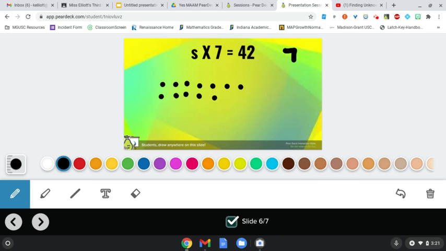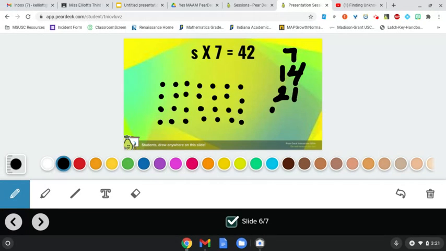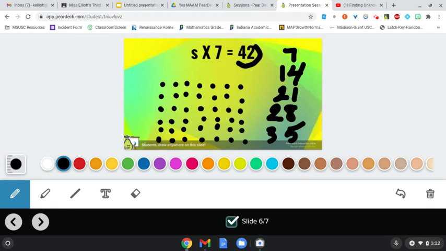1, 2, 3, 4, 5, 6, 7. That gives me 14. 1, 2, 3, 4, 5, 6, 7. That gives me 21. 1, 2, 3, 4, 5, 6, 7. How many dots do I have so far? You said 28. You are correct. 1, 2, 3, 4, 5, 6, 7. I should now have 35 dots. And then I have 1, 2, 3, 4, 5, 6, 7. And when I add all those up, what number do I get? If you get the number 42, you are correct.